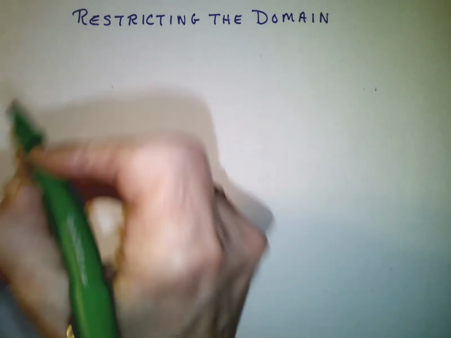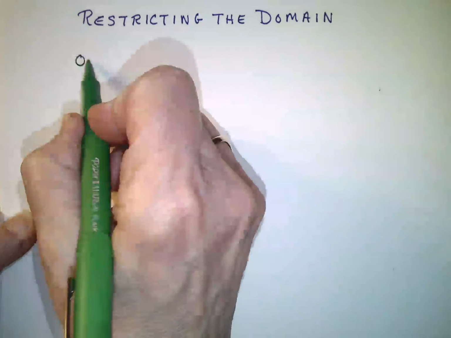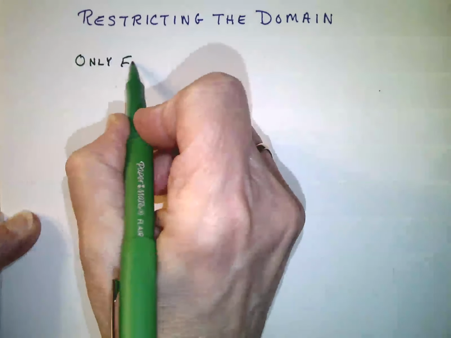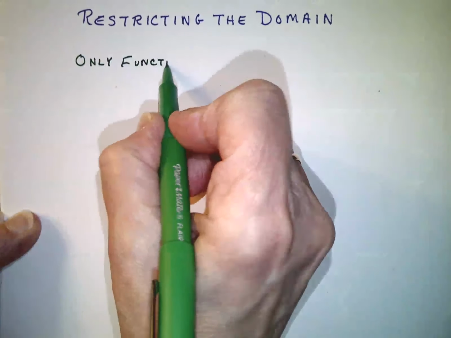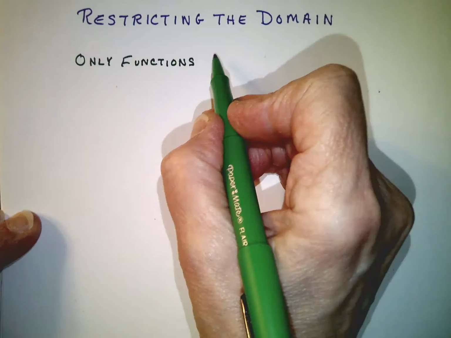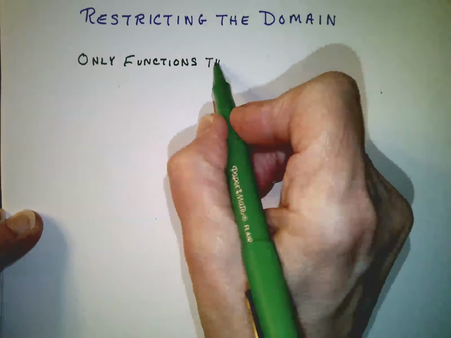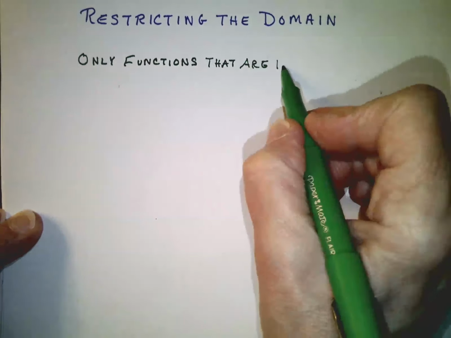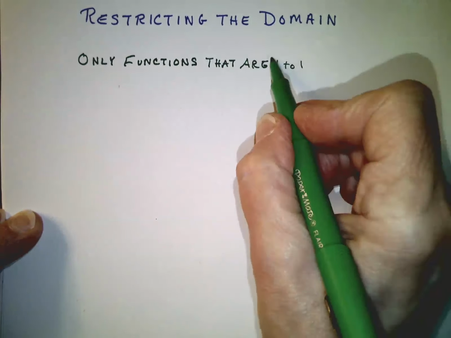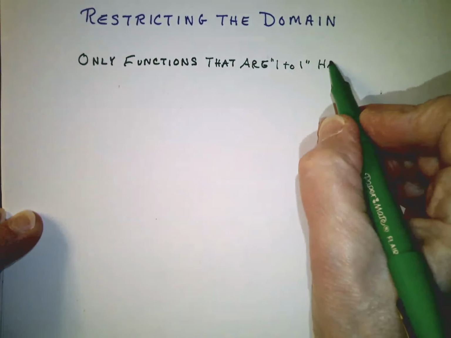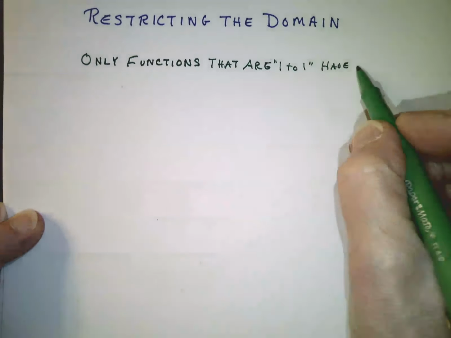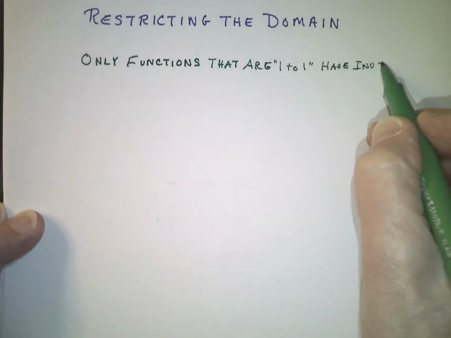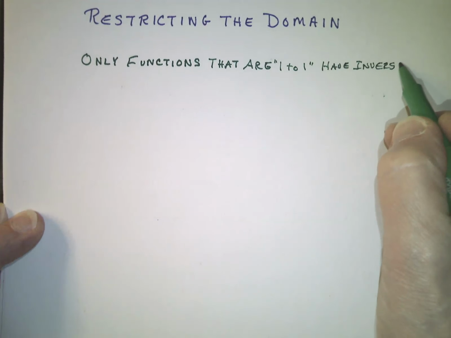Welcome back. Not all functions have inverses. You remember, only functions that are one-to-one have inverses. If they aren't one-to-one, we're going to have to make adjustments. And we did that before. Usually we restricted the domain.